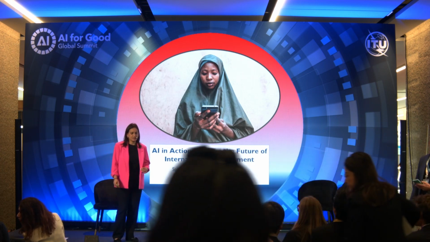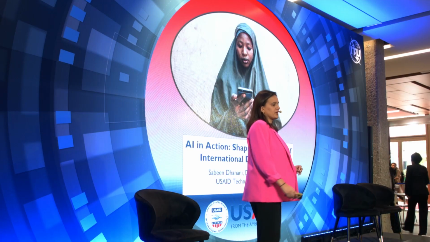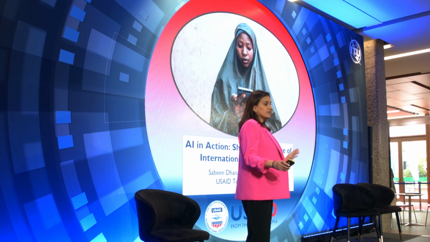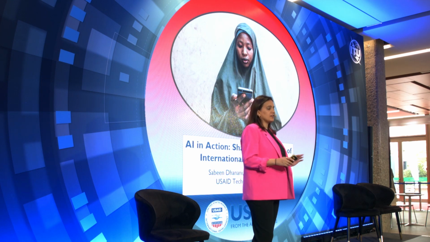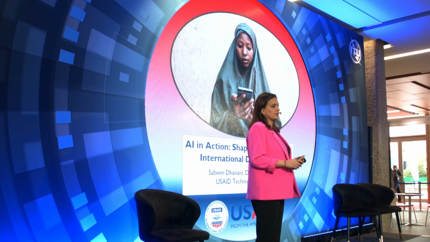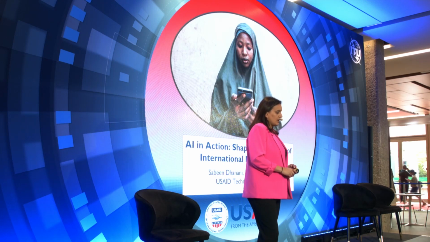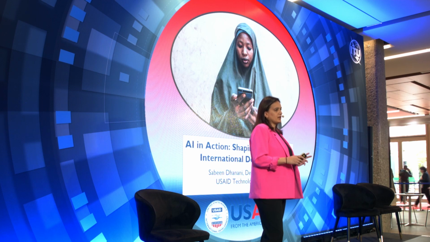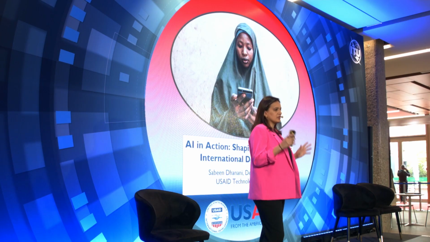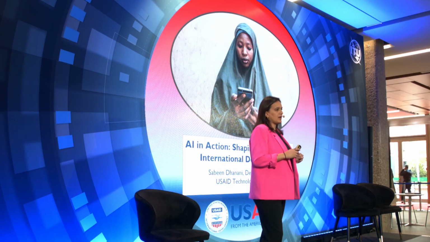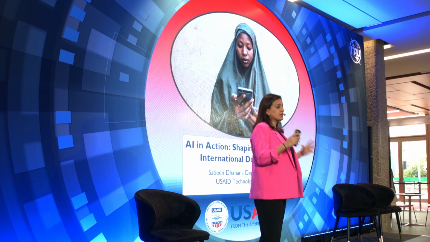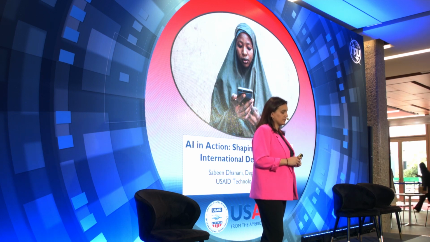So my name is Sabeen Dhanani, and I'm the Deputy Director for Technology at the U.S. Agency for International Development. And at USAID, we believe that technology, AI specifically, has the power to transform all of our development and humanitarian work. So today I'm going to be sharing one example of how USAID is using AI in our work. I'm going to be telling you what made that example successful, and then I'm going to be sharing what we are doing to develop the wider AI ecosystem in the countries where we work.